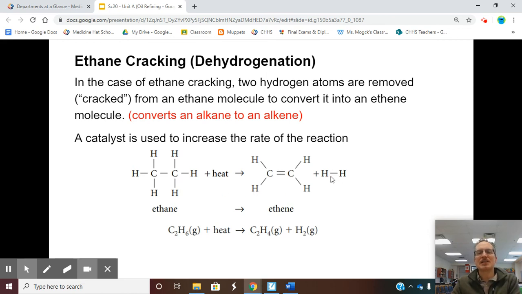It also releases hydrogen because remember, whatever you have on the left, you have to have the same total on the right. And so this is our way of making ethene. We're converting an alkane to an alkene.